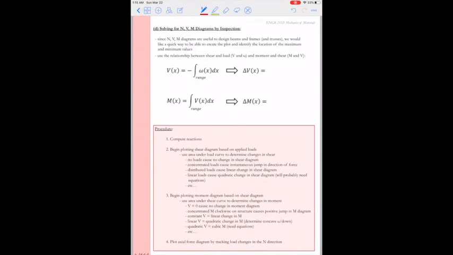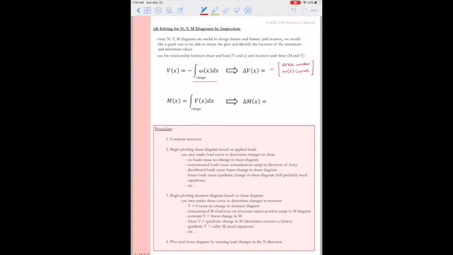Alright, so let's go ahead and see if we can somehow use the relationship between shear and load and between moment and shear to make things a little bit faster. Now, again, we said V of x was equal to minus the integral of omega of x dx over some range. Well, what's the integral of any function? If we go back to calculus, that's just the area under that function, the area under the omega of x curve. Let's not forget the negative sign there.